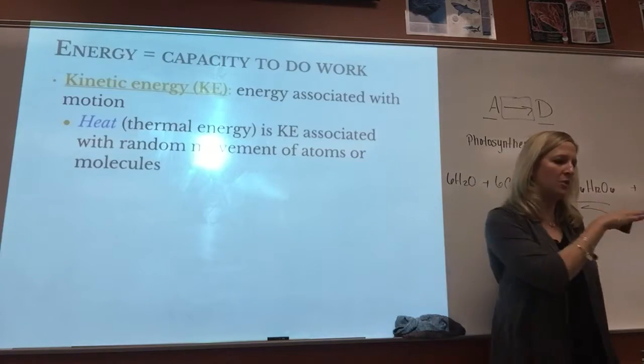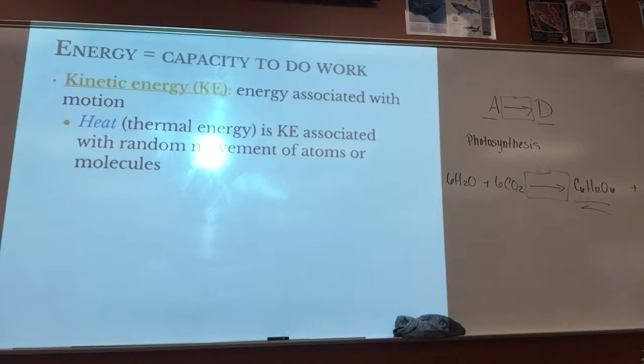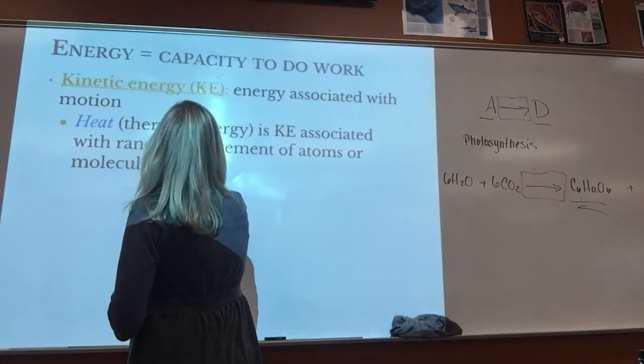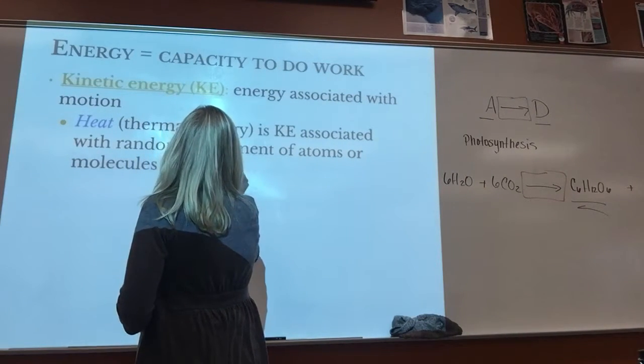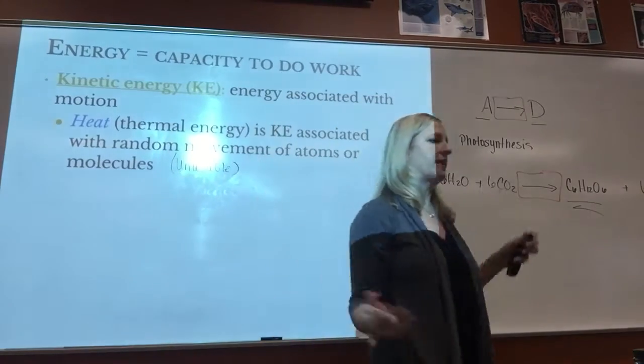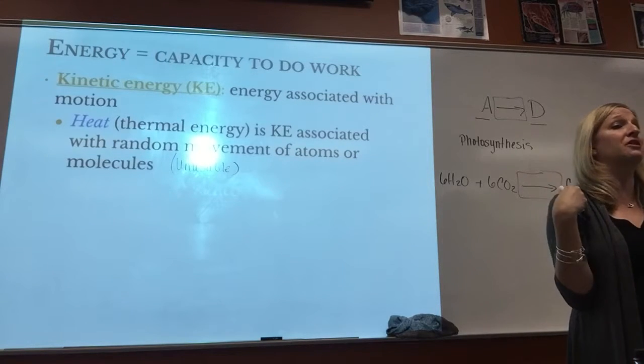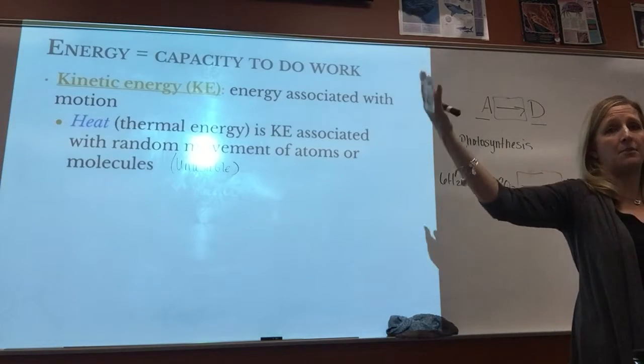I used the example with the catabolic reaction just a minute ago, releasing heat. That's unusable energy for a cell. So heat energy for us is unusable energy. It's the most random form of energy that living organisms do not harness to do work. So the heat is usually passed off from us to the atmosphere, all right?